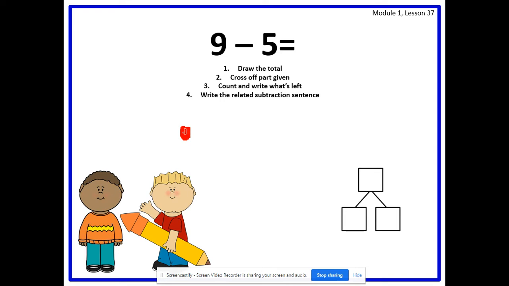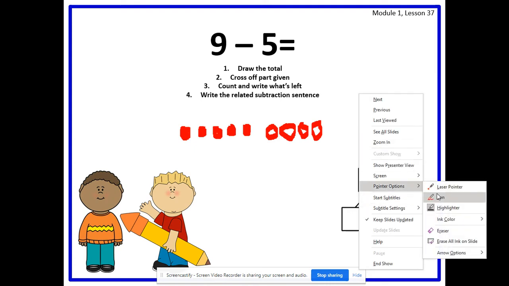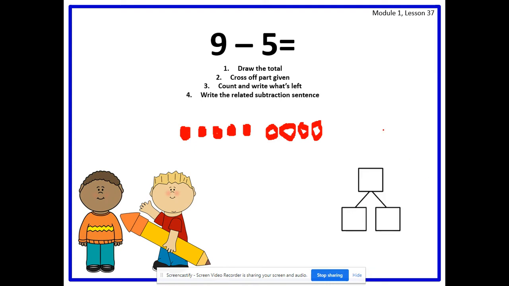Go ahead and draw on your whiteboard or paper. Make sure that they're organized drawings in groups of 5. So here I have 1, 2, 3, 4, 5, and then I'm going to draw 6, 7, 8, 9. Now, in your number bond, go ahead and make a number bond and write in 9 as your whole number.